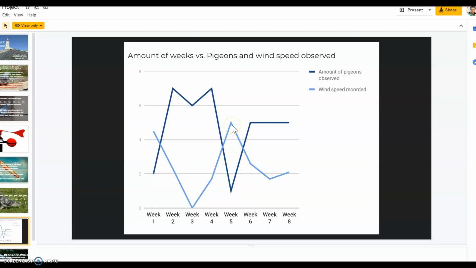But if we have higher wind speed, you're going to see lower pigeons. Pretty straightforward and neat graph to look at.